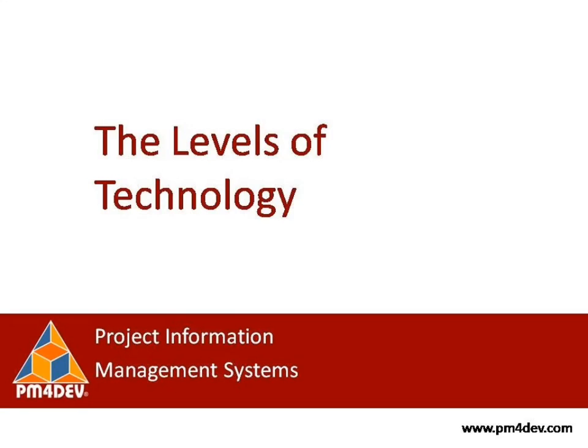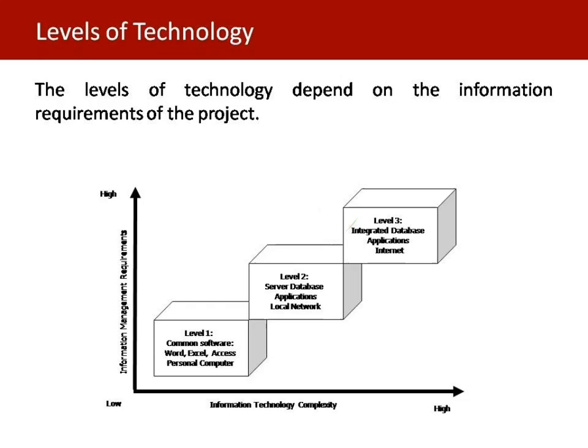Hello, we're going to be looking today at levels of technology, which is part of the Project Information Management System course. What we mean by levels of technology depends on the information requirements of the project, and we have this nice diagram that tries to show you the relationships between the information requirements that we have in the project right here and the complexity of the technology for that requirement. And we have basically three levels, and we'll discuss those levels next.